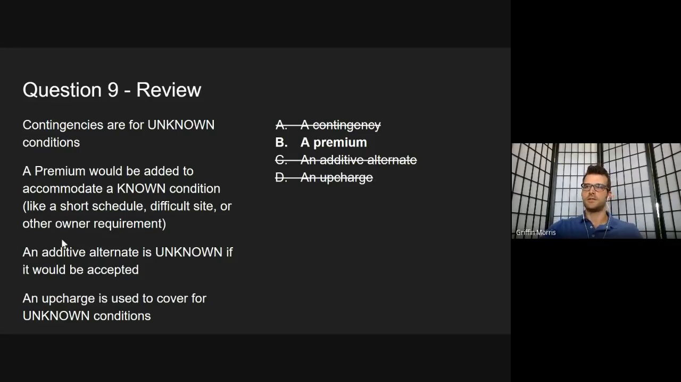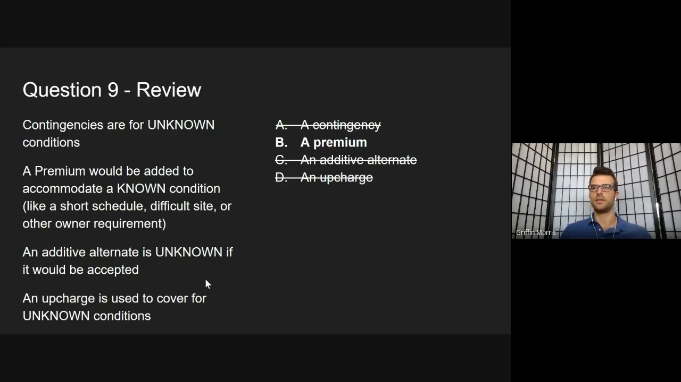The other two wrong answers, C and D. An additive alternate at the programming stage, it's unknown if it would be accepted. So it may add cost to the project, but we can't say for certain that it will add cost to the project. An upcharge is used to cover for unknown conditions when they're discovered. At the programming stage, you would not have discovered unknown conditions. You just have the information the client's giving you in the programming documents. So an upcharge is not something that would be charged at the programming stage.